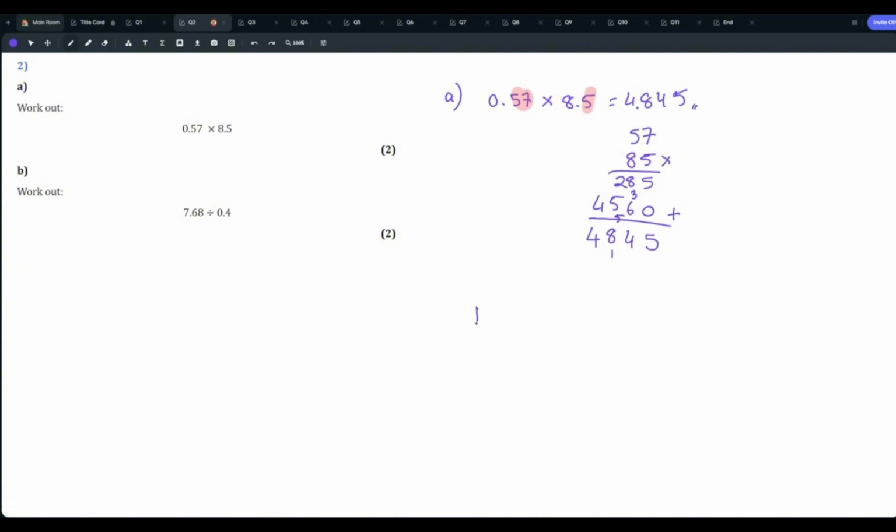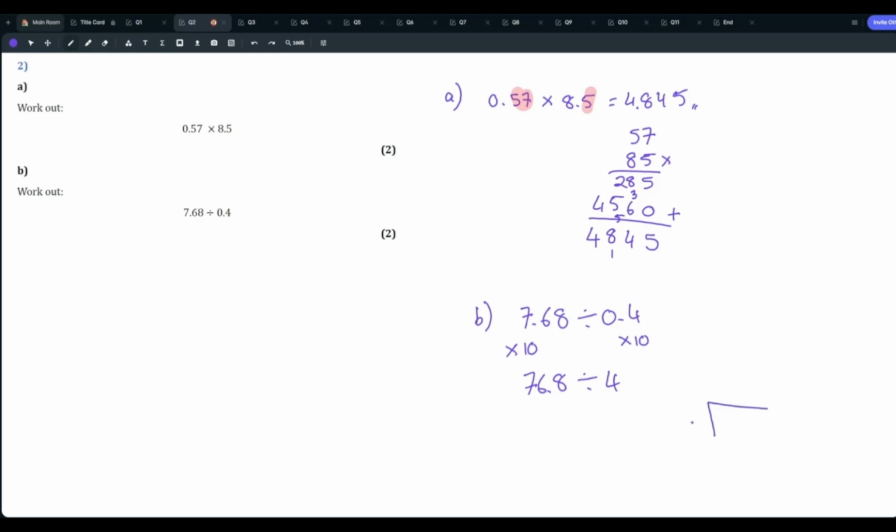Part B, we have a division. Now this doesn't work the exact same way as multiplication. What you want to do is turn the divisor, which is 0.4, into a whole number, in this case 4. I could do that by timesing by 10 to move the decimal point. But whatever I do to one side, I must do to the other side. So this becomes 76.8 divided by 4.